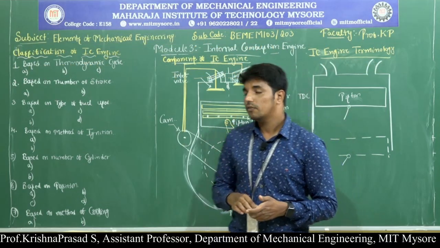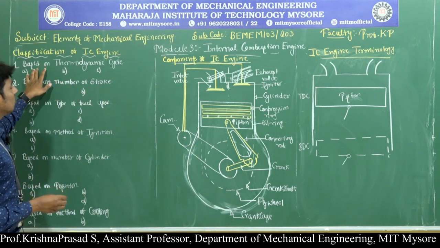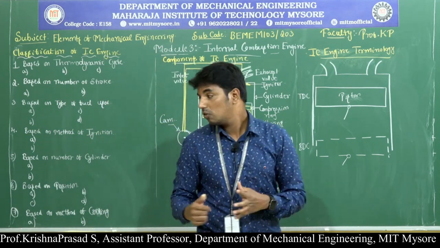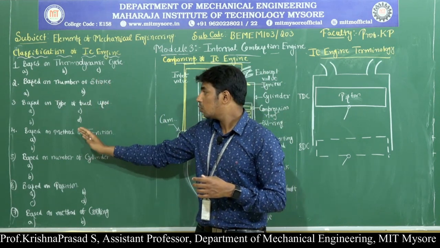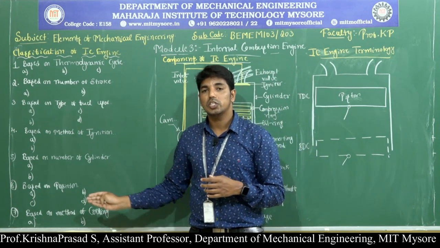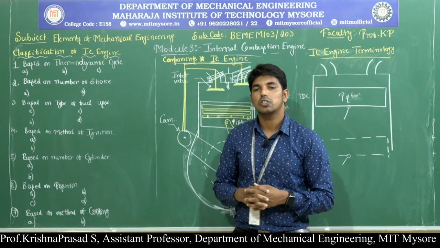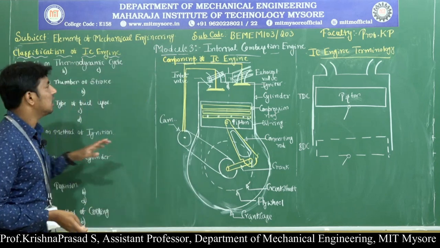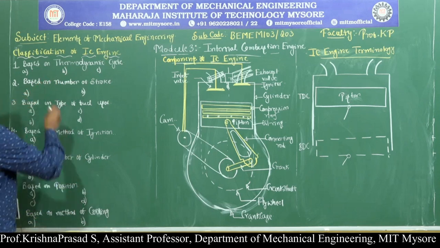Okay, so in the classification of the IC engine, the very first part is based on the thermodynamic cycle. Internal combustion engines are basically classified based on different parameters, like the thermodynamic cycle, the number of strokes, type of fuel used, method of ignition, number of cylinders, the position of how the engine is kept inside the automobile, as well as the method of cooling used in the automobile system. Under that, the very first one is based on the thermodynamic cycle. So based on the thermodynamic cycle, IC engines are further classified into three types.